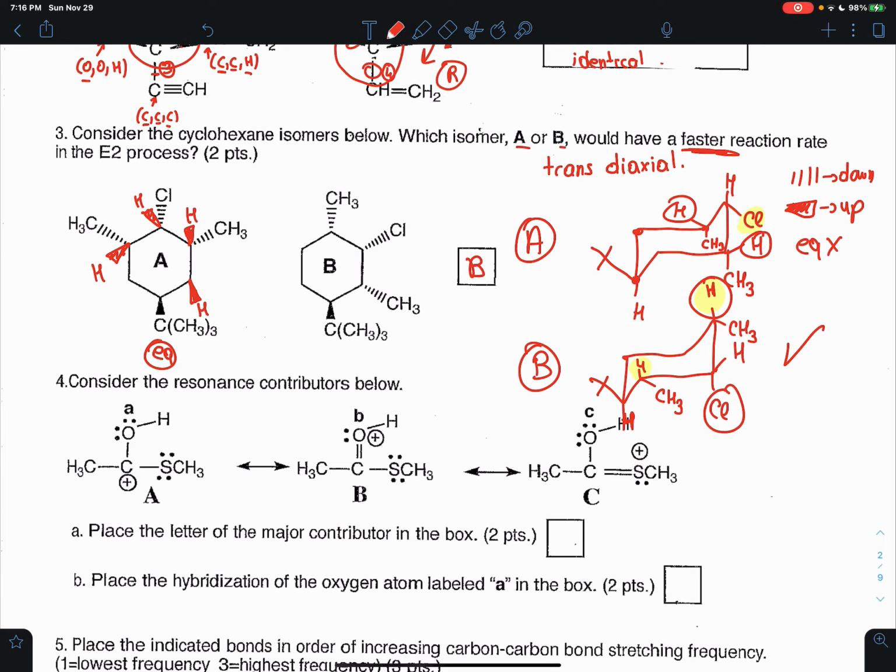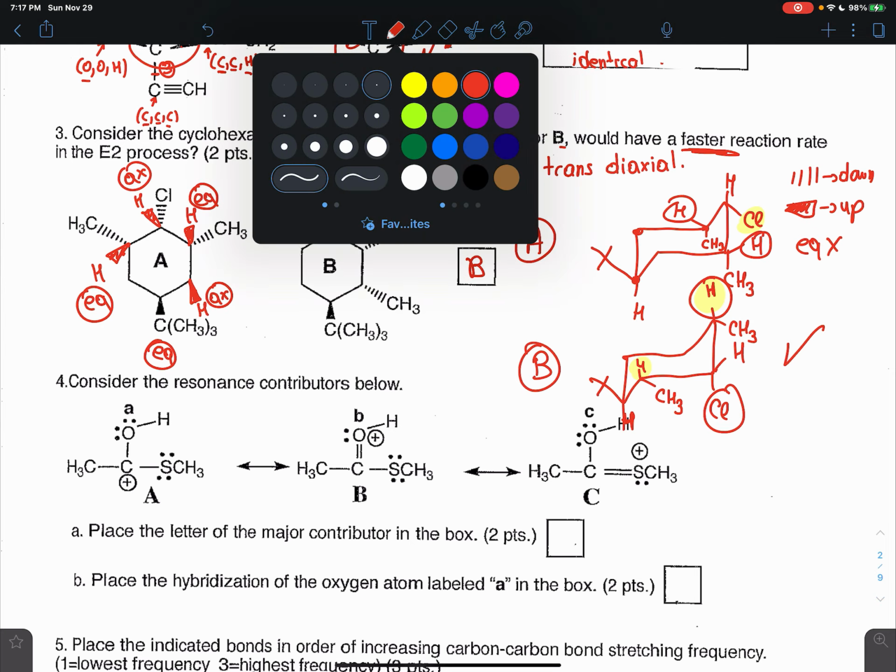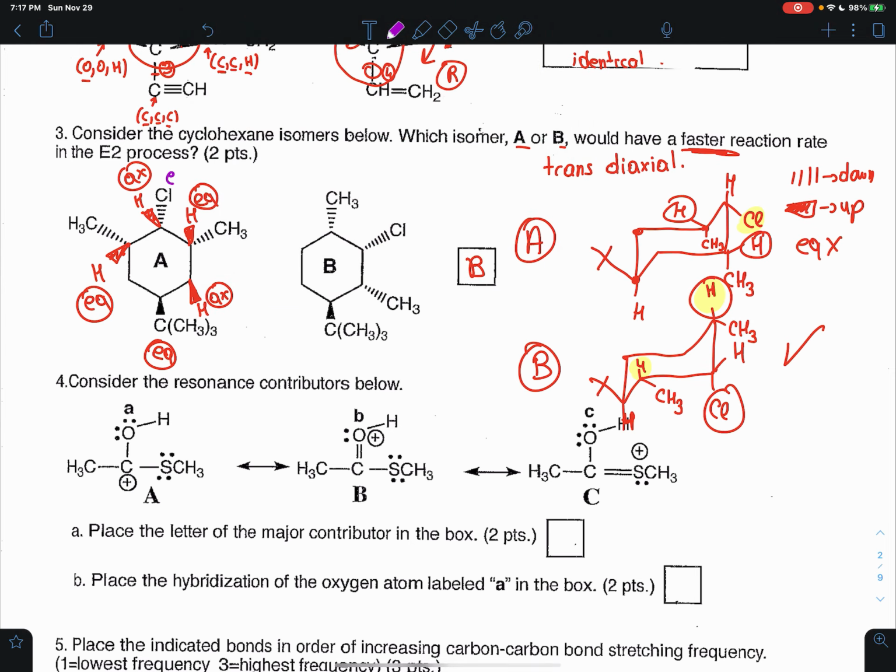So now what I do is I go equatorial, axial around the wedges. So equatorial, this hydrogen has to be axial, this hydrogen has to be equatorial, this hydrogen has to be axial, and this hydrogen has to be equatorial. So this tells me that the Cl on the dash is equatorial. So that's a little bit faster way. You can save a couple of minutes on the test.